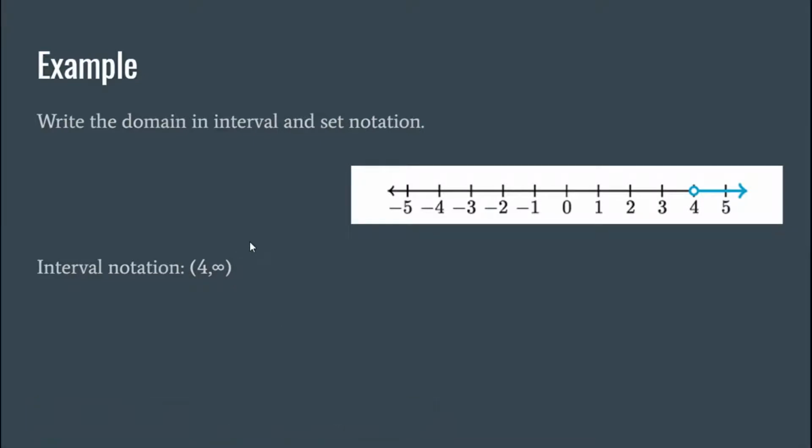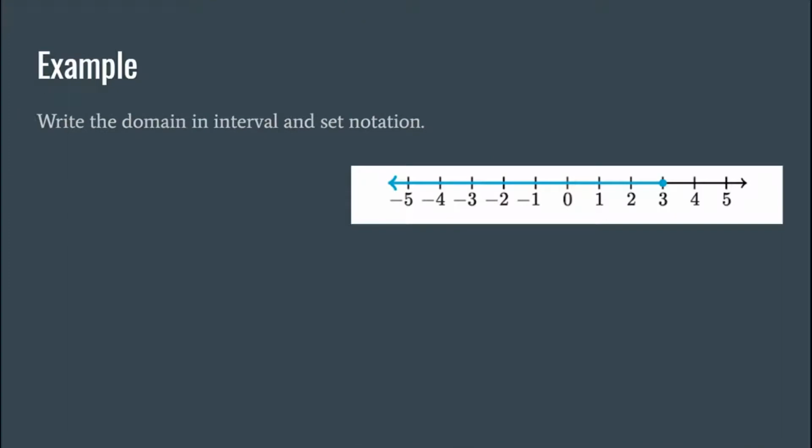Okay, so set notation for this is going to be slightly easier because all you're basically doing is turning this graph into an inequality, and it should look something like this. Right? So x such that x is greater than 4. That's pretty much all it is. Okay, so let's take a look at another example here.